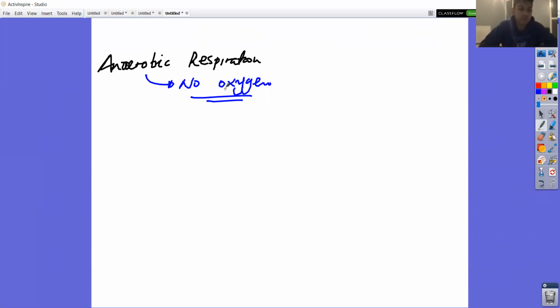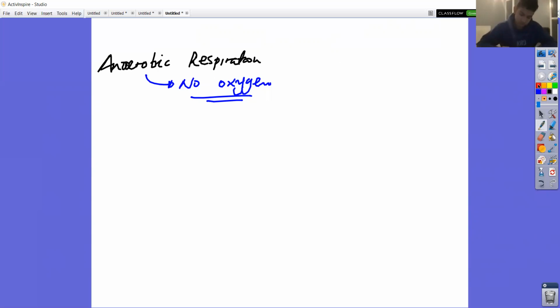I can't. Does it lead...? I can't remember what it makes, but do those things lead to cramps? Yeah. So can you remember the equation for respiration for anaerobic respiration in animals?